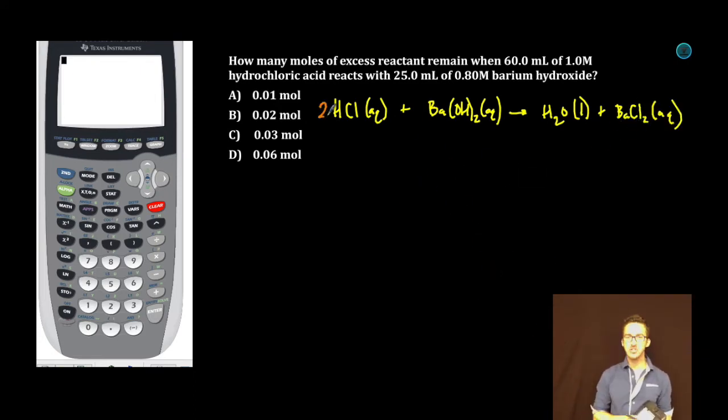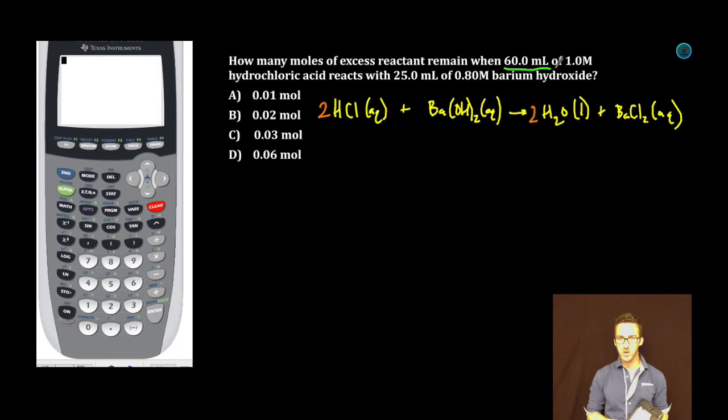2 chlorides, 2 chlorides. Got 2 plus 2, 4 hydrogen. Now I've got 4 hydrogen. And thank you very much, I've also balanced the oxygen. Whew. All right, so we've got a balanced chemical equation. Haven't even begun to answer this question.